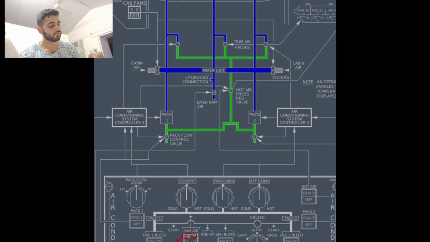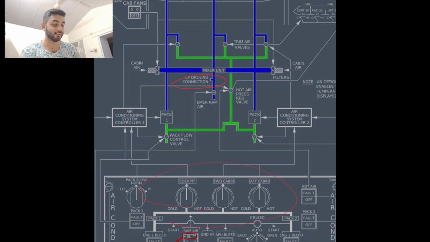valves. So this LP ground connection is basically the airport's air. You take the airport air and you shove it into the mixer unit, and the mixer unit is already getting nice cool chilled air from the airport. Now you cannot control that. You cannot control the temperature because it's not coming into the packs.